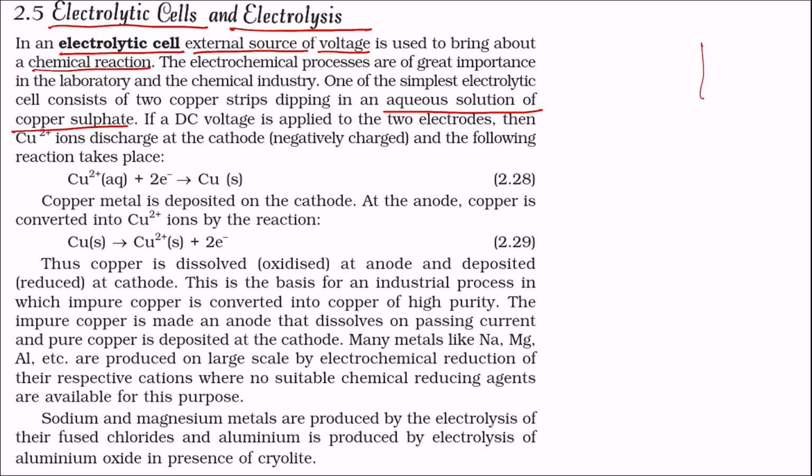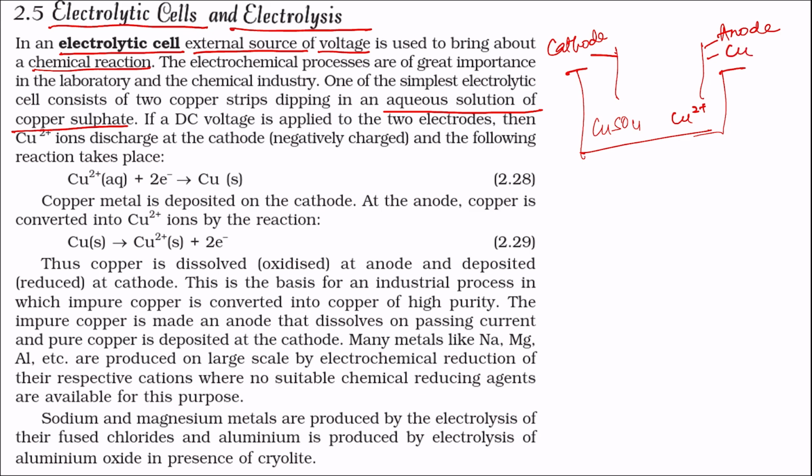Two copper strips are taken and dipped in an aqueous solution of copper sulfate, and one of them acts as the anode and the other acts as the cathode. These cathode and anode are connected to the external source of voltage. Now what happens here? Copper sulfate ionizes to give Cu2+ ions in the solution. The anode is made of copper, and the cathode is also made of copper.